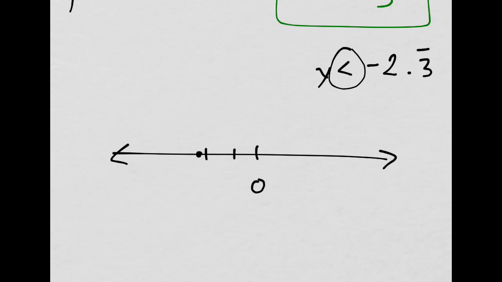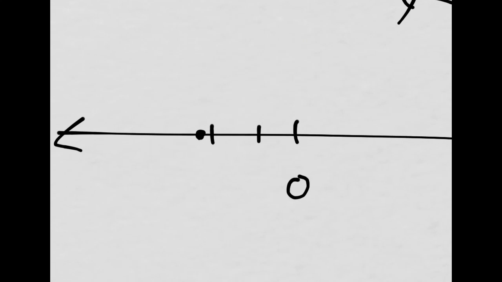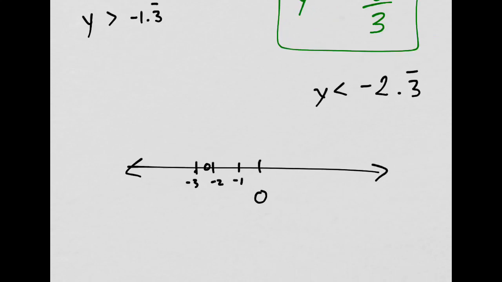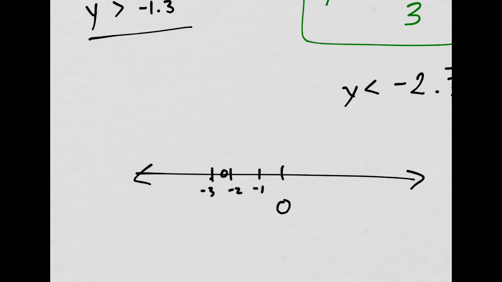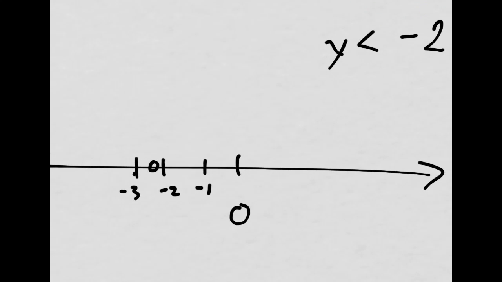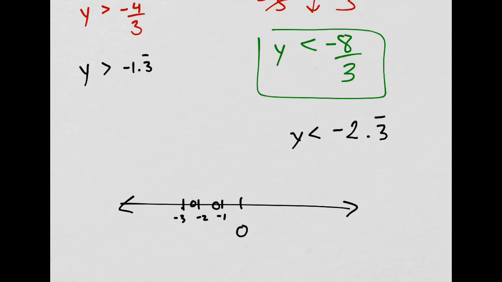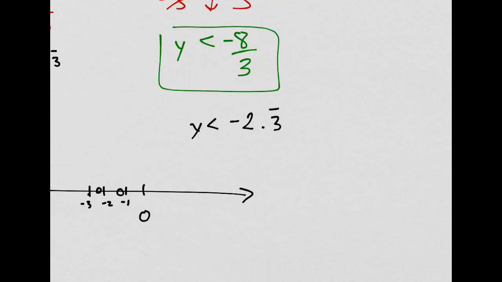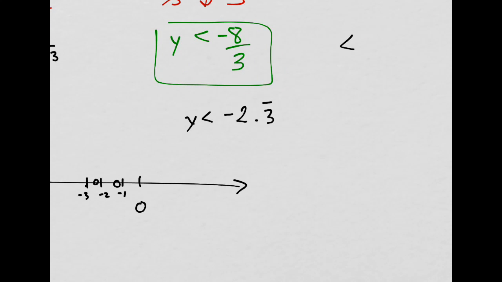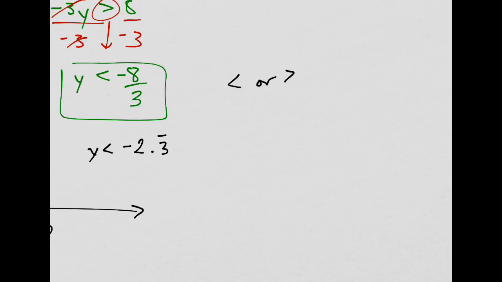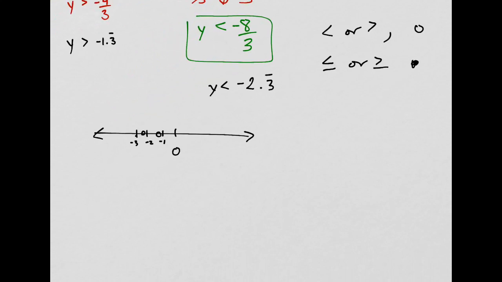We're saying it's less than negative 2.3. So instead of having a closed circle, I have an open circle. So negative 1, negative 2, negative 3. And then this one goes negative 1.3, so negative 1 and a little bit more. Also an open circle. For this or this, we use an open circle, and then for less than or equal to or greater than or equal to, we use a closed circle.